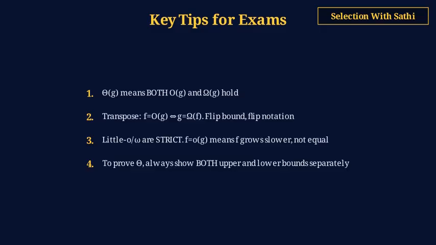Tip 3. Transpose symmetry is a GATE favorite. F equals O of g is equivalent to g equals omega of f. Practice flipping between them. Tip 4. Little o and little omega are strict versions. F equals little o of g means f is strictly slower, no equality allowed. Keep these 4 rules in mind and asymptotic analysis becomes easy.